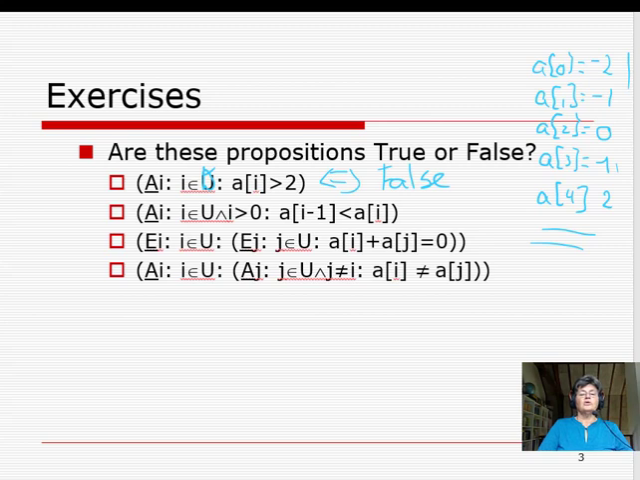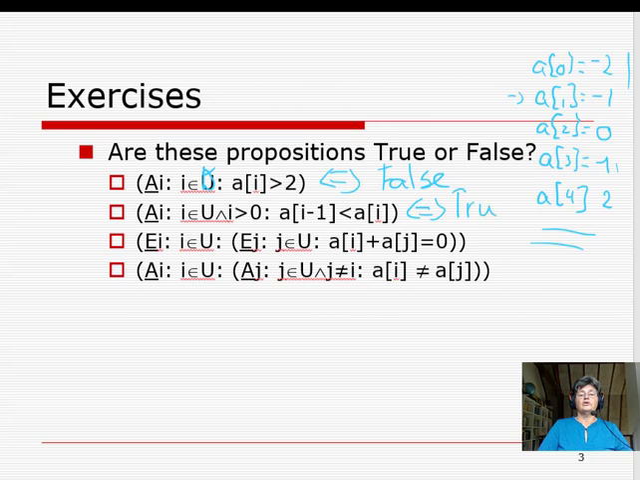Okay, next one: for all elements coming from the given universe, so D again, i larger than 0, so we only start looking from A1. They say A(i-1) is smaller than A(i). A(i-1), that would start from A0, is smaller than A1. A1 is smaller than A2. A2 is smaller than A3. Okay, that's good. This will work.